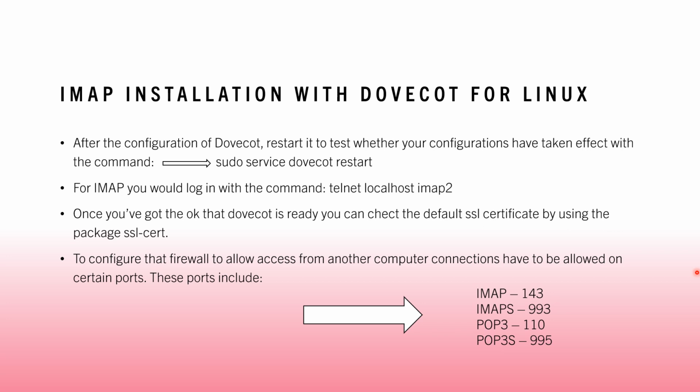To configure a firewall to allow access from another computer, connections have to be allowed on certain ports. These ports include IMAP on 143, IMAPS, which is on port 993, POP3, which is on port 110, and POP3S, which is on port 995.